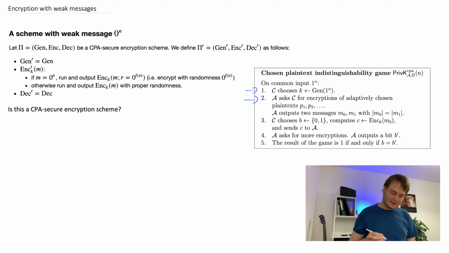Eventually, A will be done with all of this, and A will just output two messages, M0 and M1, which have the same length. Then C will choose a random bit and encrypt one of the two possible messages and send the ciphertext of that encryption to A. Then A is again allowed to ask for more encryptions, as in the second step, and eventually A outputs a bit B prime, and he wins if this bit B prime is equal to the bit B that the challenger chose. So the idea is that A needs to guess which of the two messages was encrypted in C.